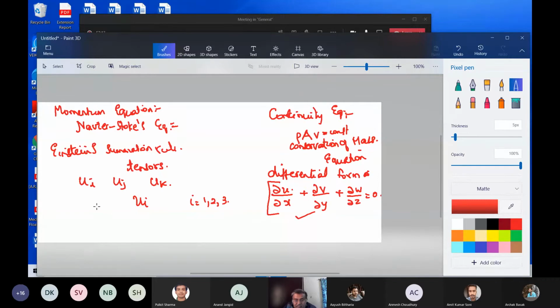Now there is a rule in the summation rule; I'm not going to give the proof. Suppose you have a term which is like this: ui, something like this, one term.